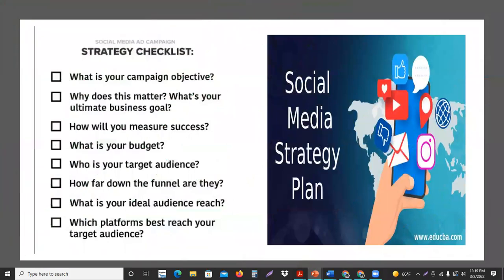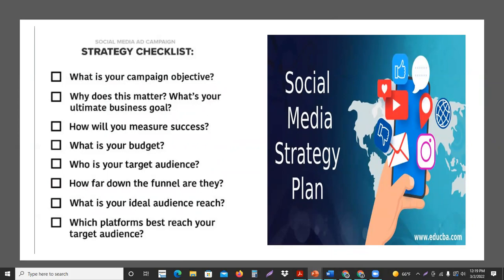This is a strategy checklist, like a social media strategy plan, but can also be used for traditional marketing. Remember, you have to have a target or objective for everything you do, whether it's sending a text, making a call, sending out a mailer, whatever it might be. What is your campaign objective? What are you trying to do? Is it lead generation? Is it opt-ins? What is exactly that you're trying to do? And then why does this matter? What does that mean to your ultimate business goal? Hey, if I get enough lead generation, if I get enough opt-ins, that's going to create the pipeline that I'm looking for. Then how do you measure success?